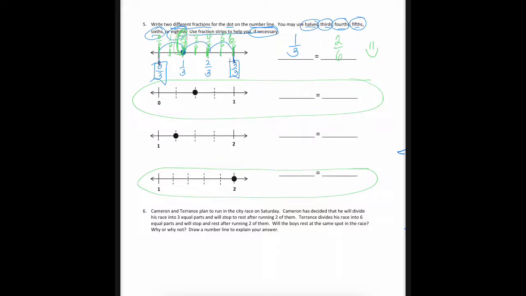The third example. It says 1 and 2. That means this is just a whole, okay? And how many spaces do I have? I see 4 spaces. That means I have fourths. So I'm going to start labeling my fourths. And now I know that this is 1/4, so write this down.